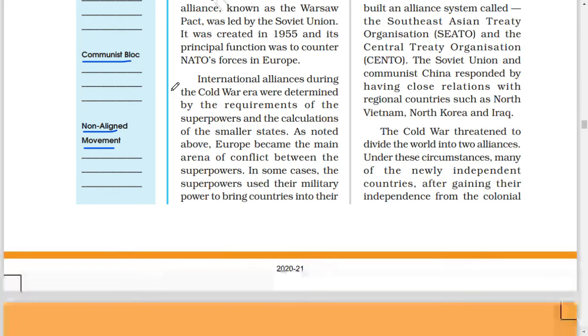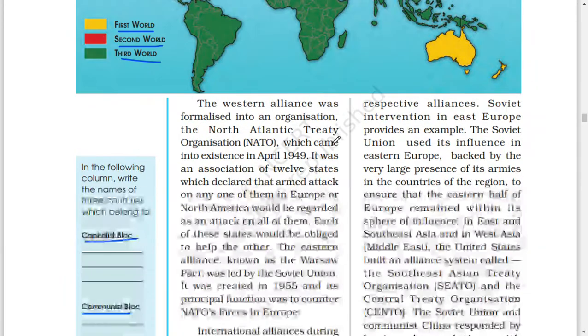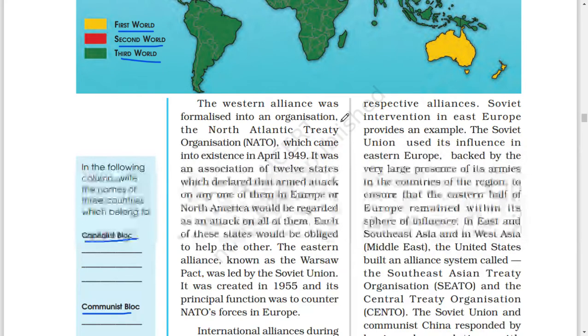In some cases, the superpowers used their military power to bring countries into their respective alliances. Soviet interventions in East Europe provide an example. The Soviet Union used its influence in Eastern Europe, backed by the very large presence of its armies in the countries of the region, to ensure that the eastern half of Europe remained within its sphere of influence.